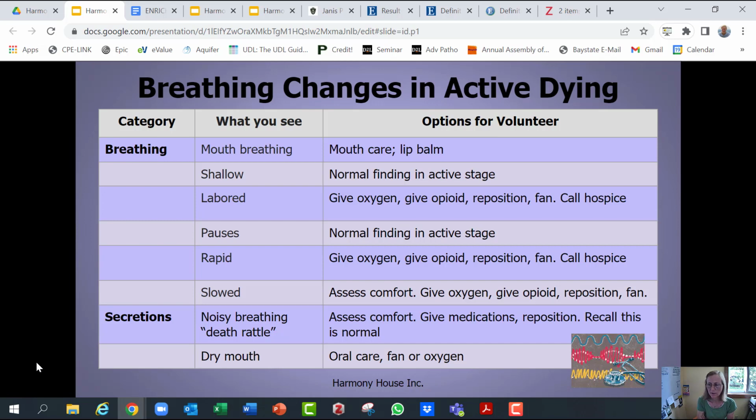And we also did talk before about secretions, this noisy breathing or death rattle. We want to assess for the patient's comfort. In some circumstances, if it's really hard to listen to and a family member or a loved one is sitting at bedside, we sometimes can consider treating it so that it's not a long-lasting memory for the family member. And again, with the dry mouth, oral care, fan, or oxygen.